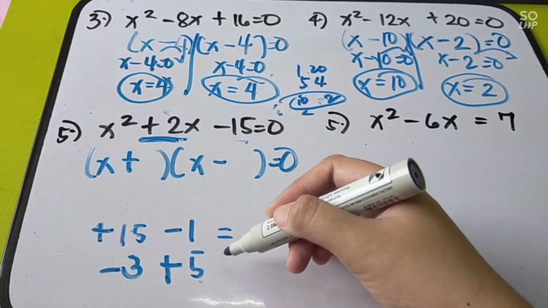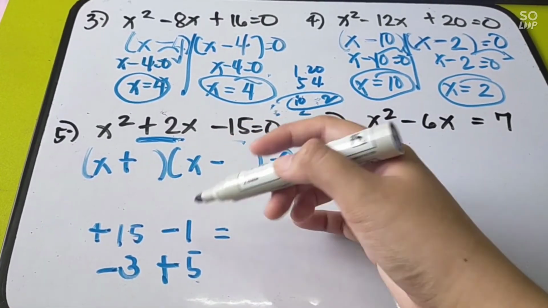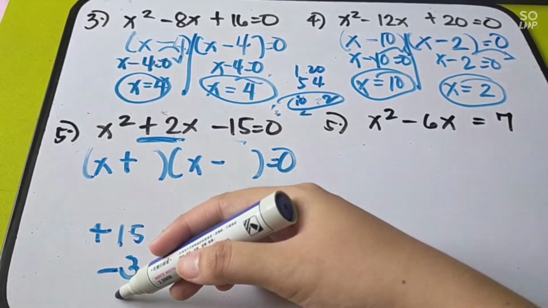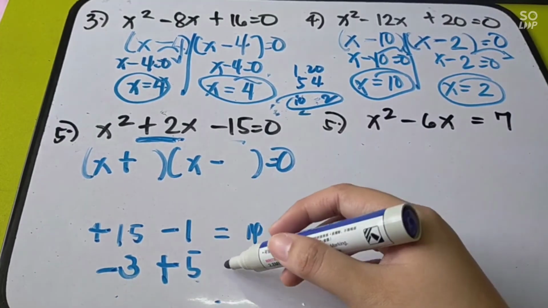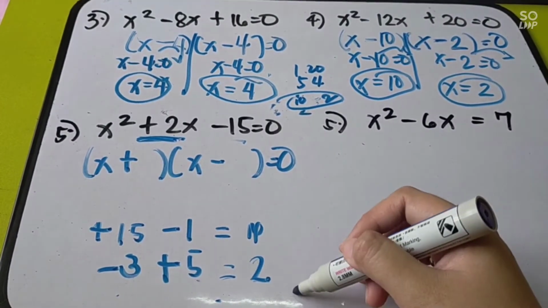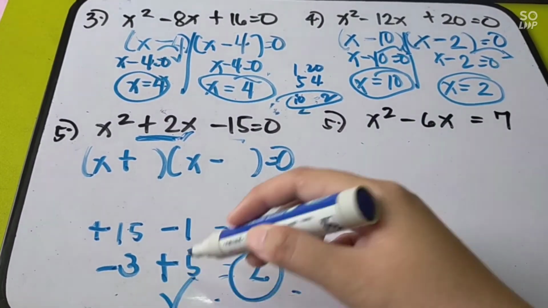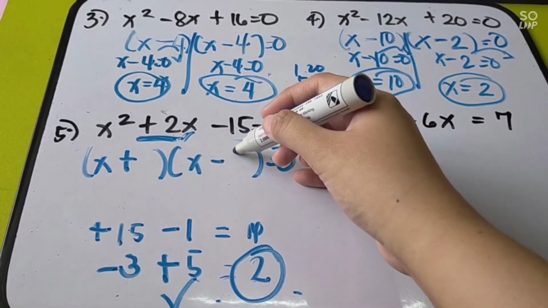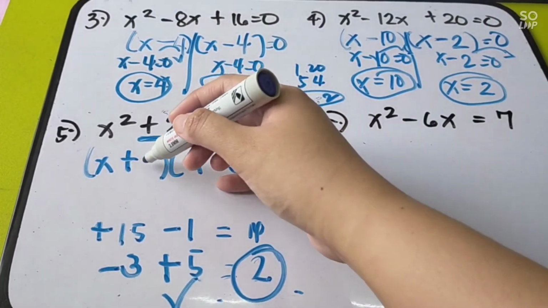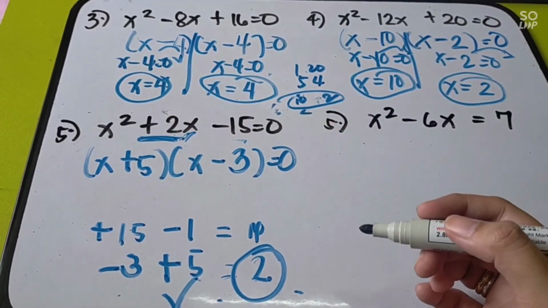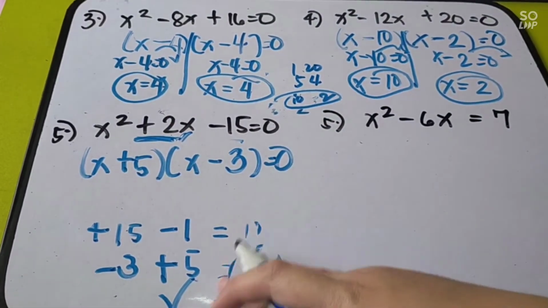Let us solve. If you are going to operate this one, 15 minus 1, the answer is 14. If you are going to operate this one, 3 plus 5, the answer here is positive 2. So, what came out? This one, positive 2. This is the correct factor. So, one is negative 3, the other is positive 5. So, those are the factors. Is it clear?